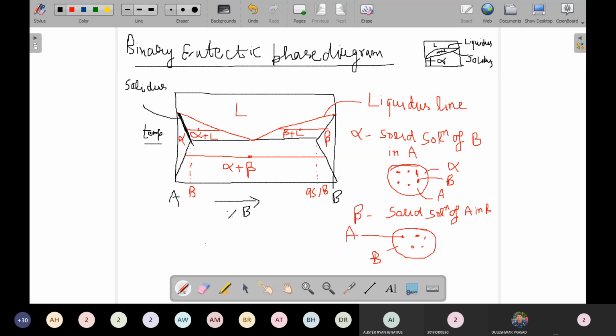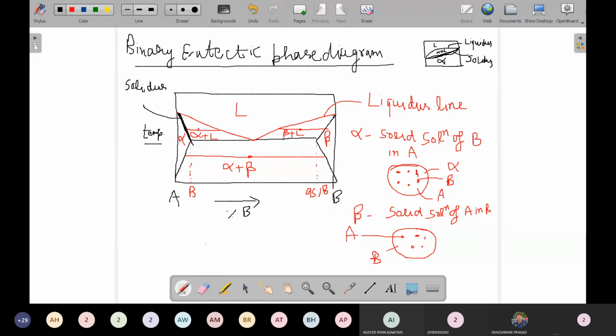Okay, now what is the definition? If you see this line, which regions does it separate? The alpha region from the alpha plus liquid region. So the solidus line is defined as the boundary or the line which separates one solid phase region from another solid and liquid phase region. Similarly, you can see here, this is the solid phase region, and this part of the line separates this alpha from alpha plus liquid. That's why we are calling it a solidus line.